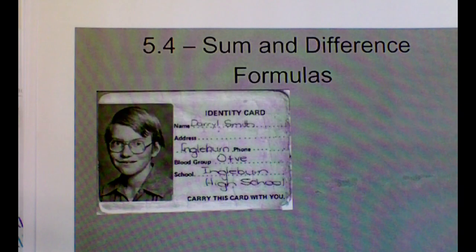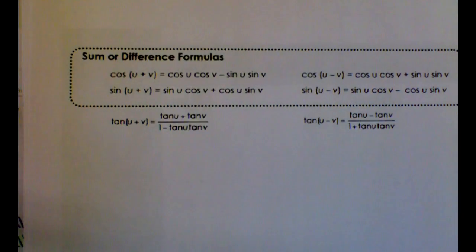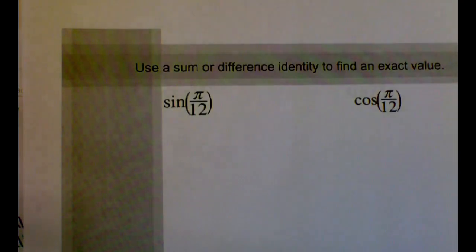All right, this is section 5.4, sum and difference identities or formulas. So the important ones for today are the sum or difference formulas on your purple sheet. We're going to use the sum or difference formula to find an exact value. So the sine of pi over 12. I can't look at the unit circle and find that.